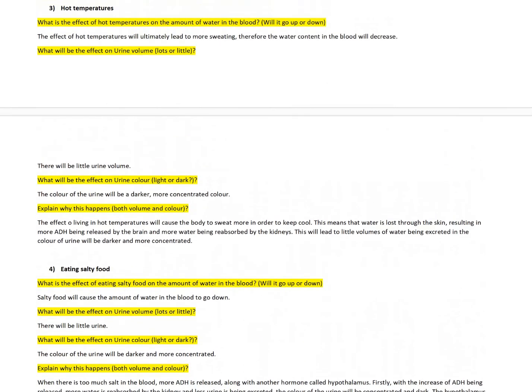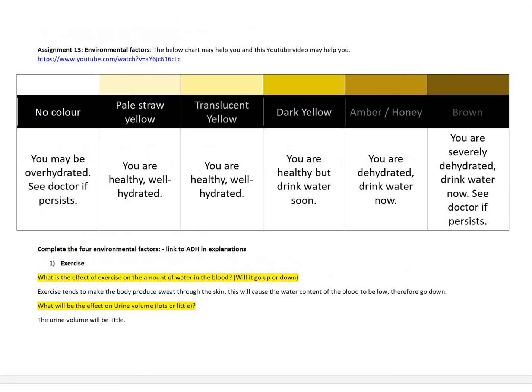There are 4 environmental factors listed there. Make a point of knowing those. Might be important. Anyway, all good.